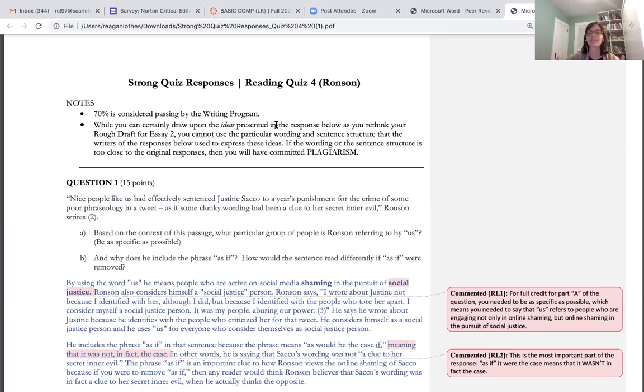And the reason for that is because you've plagiarized their sentence structure. That structure is still there. You've just inserted different words. So you want to be really careful to really process and translate that idea into your own words and your own sentence structure.